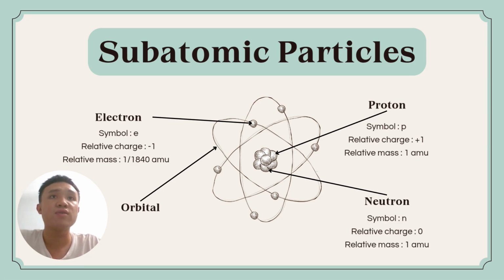Okay, let's go for proton. Proton is represented by the symbol p. It has a relative charge of +1 and a relative mass of 1 amu. And then for neutron, neutron is represented by the symbol n. It has a relative charge of 0, which is why it is called a neutral particle. It also has a relative mass of 1 amu. Protons and neutrons are inside the nucleus, and the electrons are in the orbitals, while the neutron is in the middle of the atom.